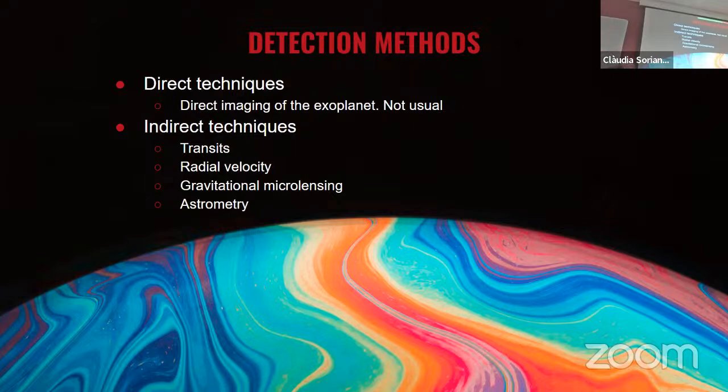We can classify these techniques in two big groups: the direct techniques, which consist of direct imaging. However, this is not really usual. This is not one of the most common methods. And then we have indirect techniques, in which we can find transits, radial velocity, gravitational microlensing, and astrometry.